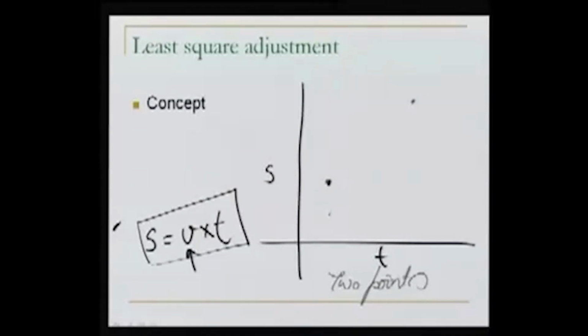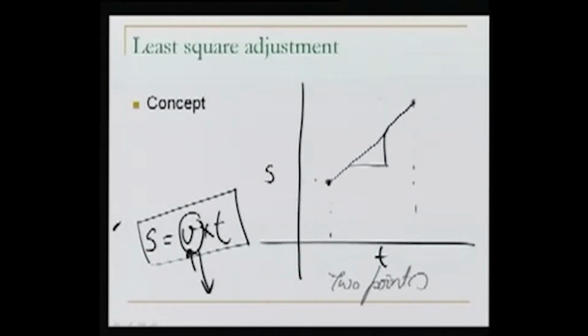If in this process, I take only 2 points, I observe a point here, at this time it has moved this distance, at this time it has moved this much distance. So we will have only 2 points here. Now, using these 2 points, if I want to find v, the velocity, I will simply join these 2 points, isn't it? And the slope of this line is known.